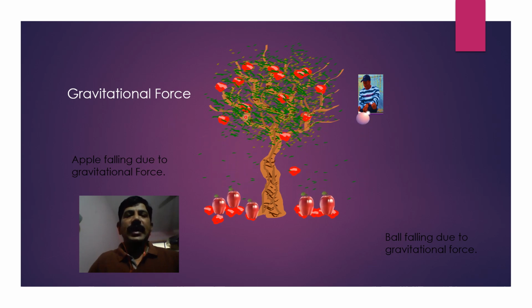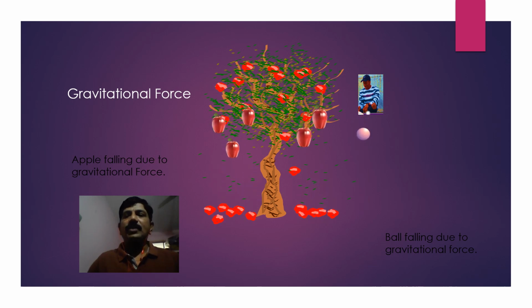Is there any direct contact here? There is no direct contact. You observe this one. This man is throwing the ball. He is not applying any force here. Simply he left the ball. So the ball is falling down to the ground. So why is the ball falling down? Because of the gravitational force. So in this type of force, there is no direct physical contact.